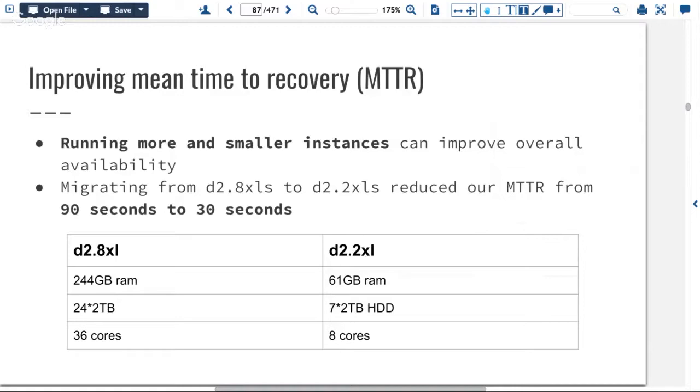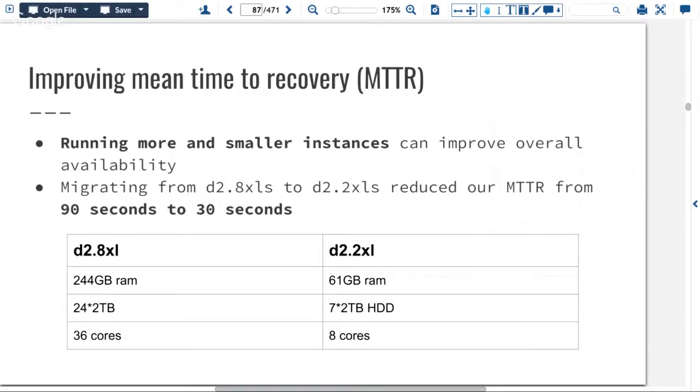So how do you improve the mean time to recovery in this environment? One very simple solution that we came up with is to go from running 8XL instances in Amazon, which effectively map to controlling the entire server, to 2XL instances, which means that there are 4 of those per actual server. They're still pretty beefy. You end up with 61 gigabytes of RAM instead of 244 gigabytes of RAM. But you have a lot more of them, so the impact of any individual hardware failure is about 1/4 as bad, and it also recovers much faster. This change dropped our mean time to recover from 90 seconds to about 30 seconds.